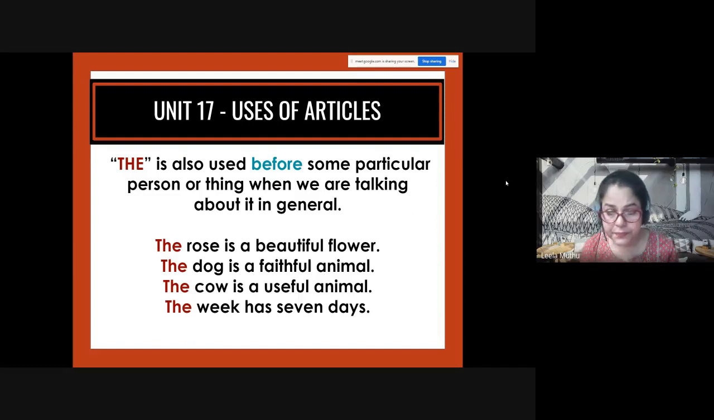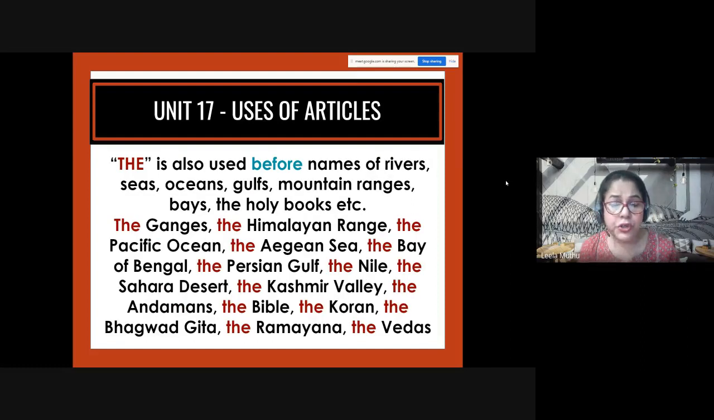All right? So "the" is also used before names of rivers, names of seas, oceans, gulfs, mountain ranges. But when you're talking about a mountain peak, like Kanchenjunga peak, you refer to it without putting an article before it. For example, for rivers, the Ganges, or you say the Ganga. Always, the Ganga is a holy river.